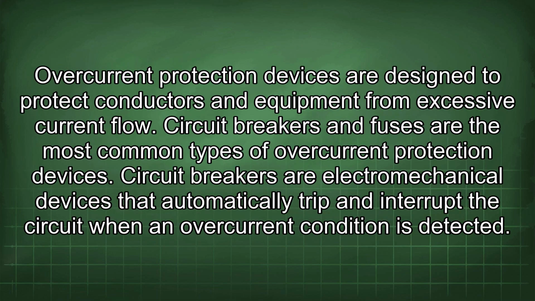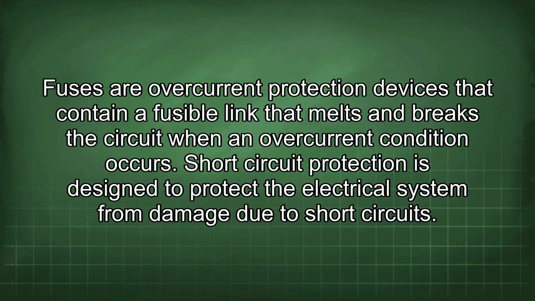Overcurrent protection devices are designed to protect conductors and equipment from excessive current flow. Circuit breakers and fuses are the most common types of overcurrent protection devices. Circuit breakers are electromechanical devices that automatically trip and interrupt the circuit when an overcurrent condition is detected. Fuses are overcurrent protection devices that contain a fusible link that melts and breaks the circuit when an overcurrent condition occurs.